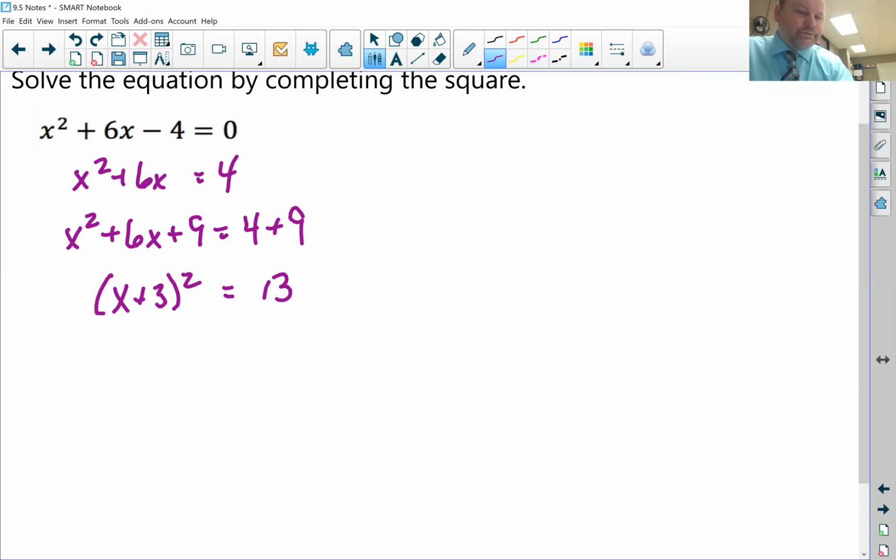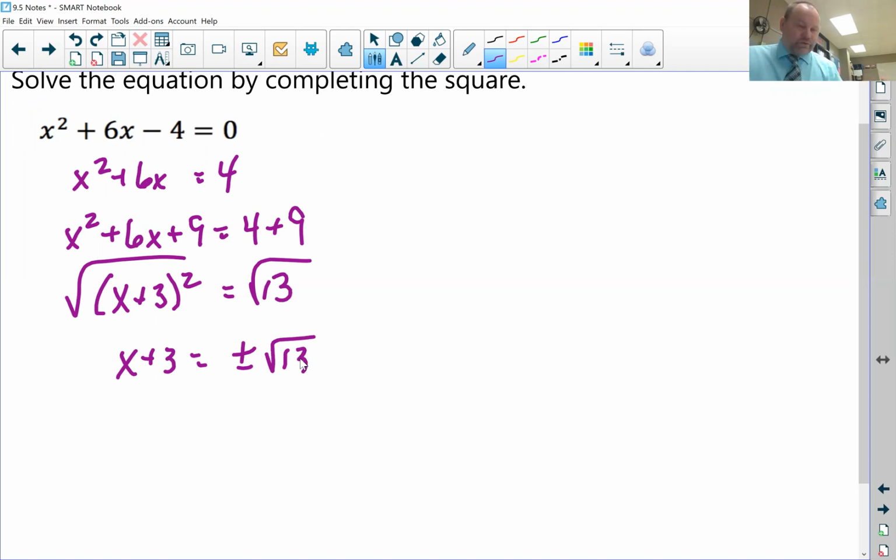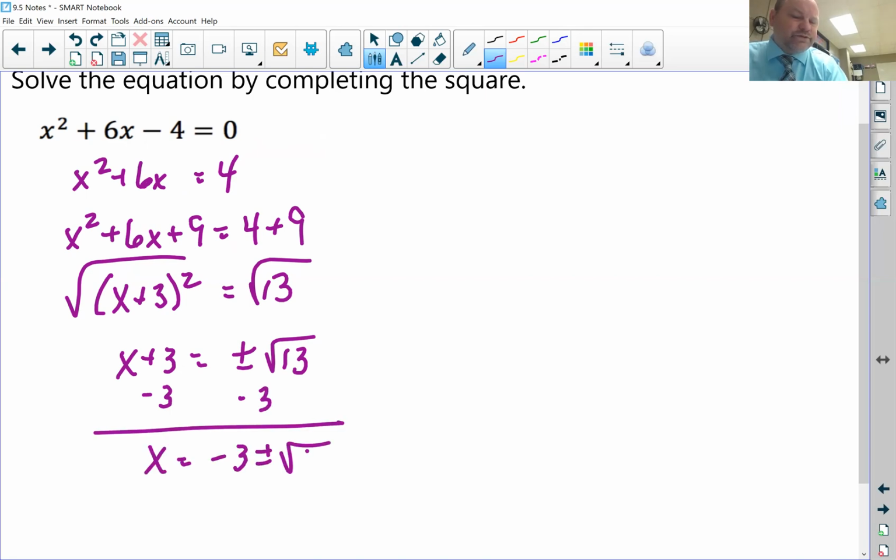Take the square root. x plus 3 equals plus or minus square root 13. Square root 13 is prime. It's not going to have any perfect square factors that can be removed. Subtract 3. x equals negative 3 plus or minus root 13.